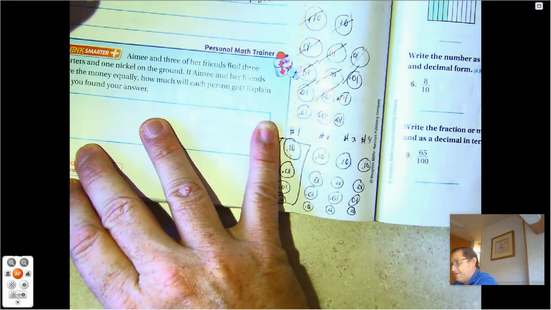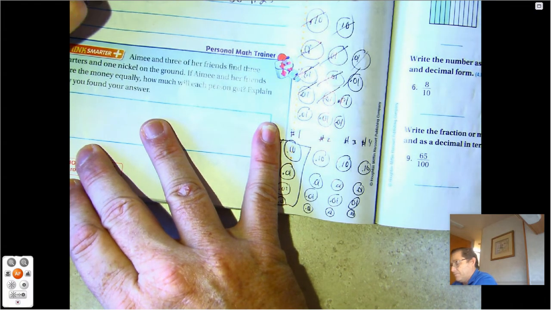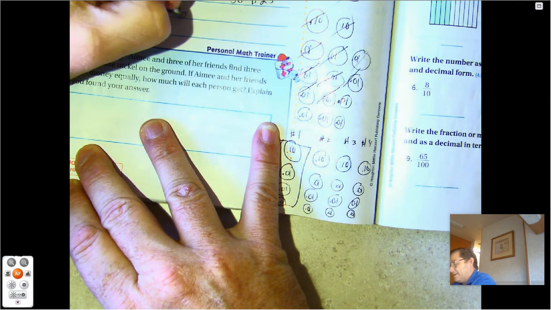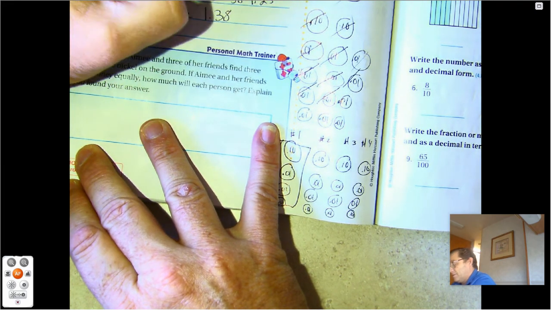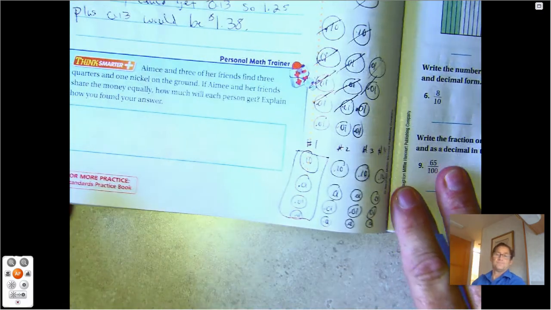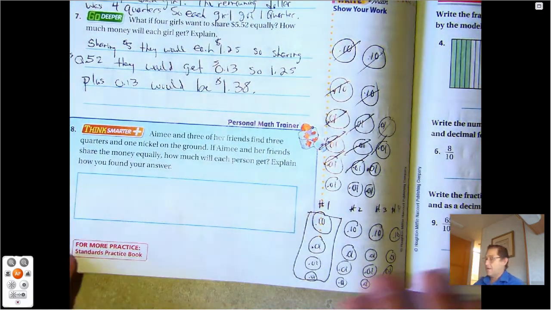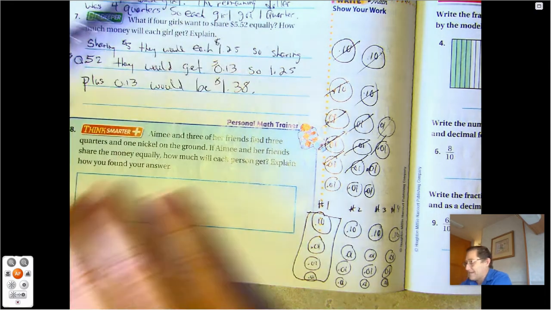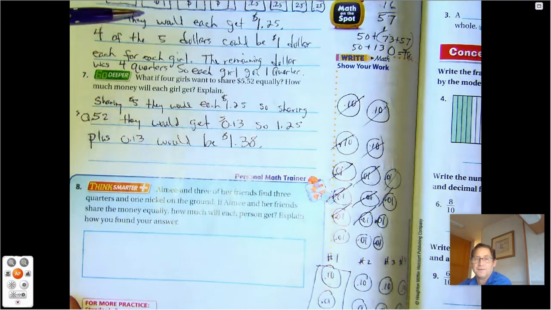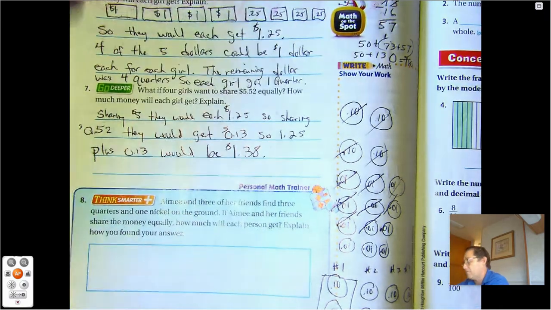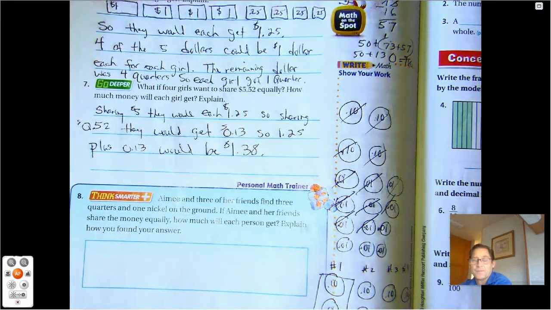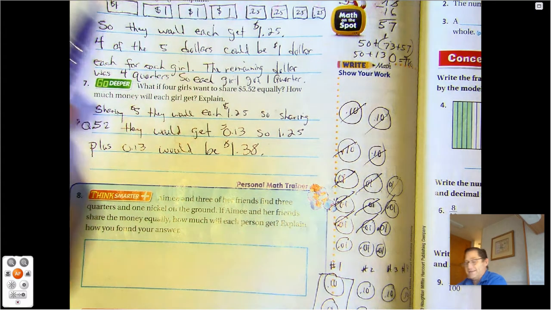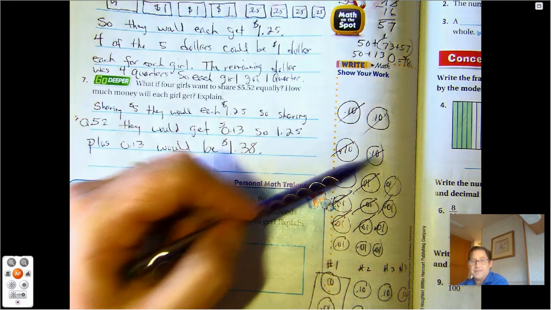So $1.25 plus 13 cents would be $1.38. Okay, so I didn't model the $1.25 because I actually did $5 in the previous problem. If I hadn't done the $5 in the previous problem, I would have shown that again. So we're combining the amounts up here plus the extra 52 cents.